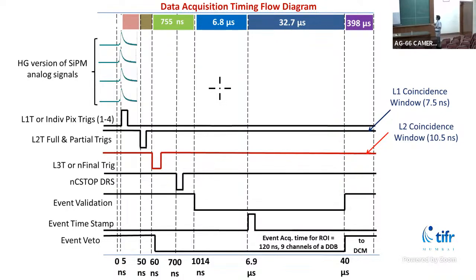Then we are using the same link to transfer all this data, so it will be shared. Roughly it will take about 1.5 milliseconds to transfer data from 4 DRSs of a CDM. So 1.5 milliseconds is your dead time. Yes. Okay.